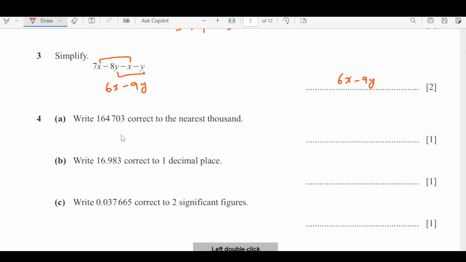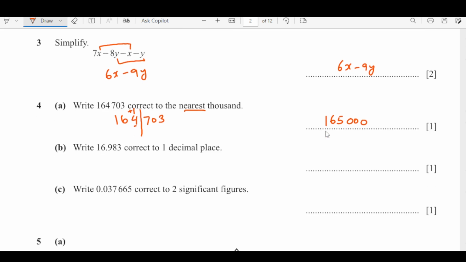Okay. Now write this correct to the nearest thousand. Nearest thousand. So let me rewrite this first of all. Ones, tens, 100,000. So this is the thousands place. So we are looking at the right number. The right number is more than 5, so we are going to add 1 over here. It will be rounded up. So it will be 165,000.